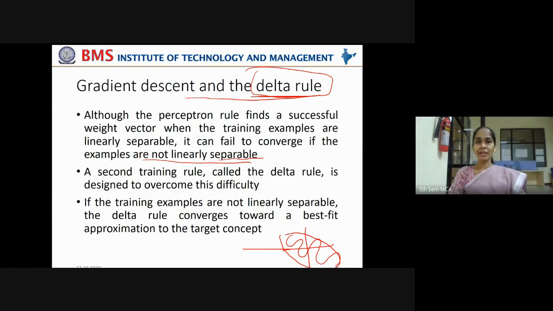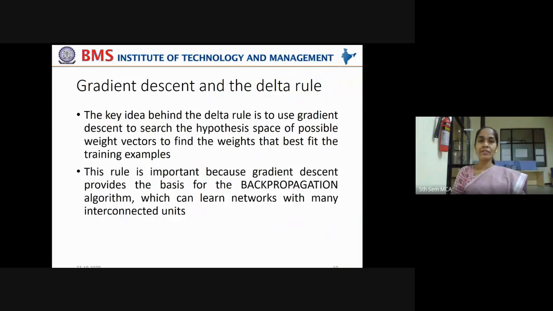When the data is not linearly separable, then the perceptron training rule may not explain the behavior of the data properly. In that case, a second training rule called the delta rule is designed to overcome this difficulty. Right? If the training examples are not linearly separable, the delta rule converges towards a best fit approximation to the target concept. Okay, let us see what this delta rule is.